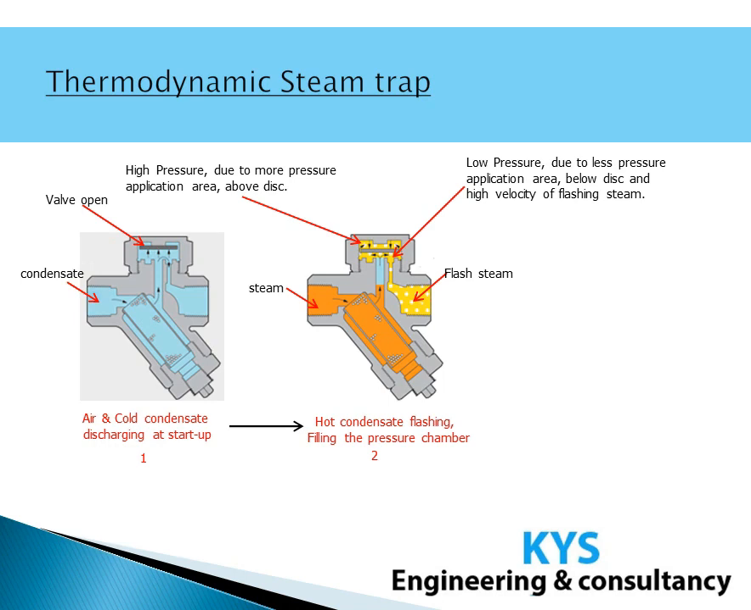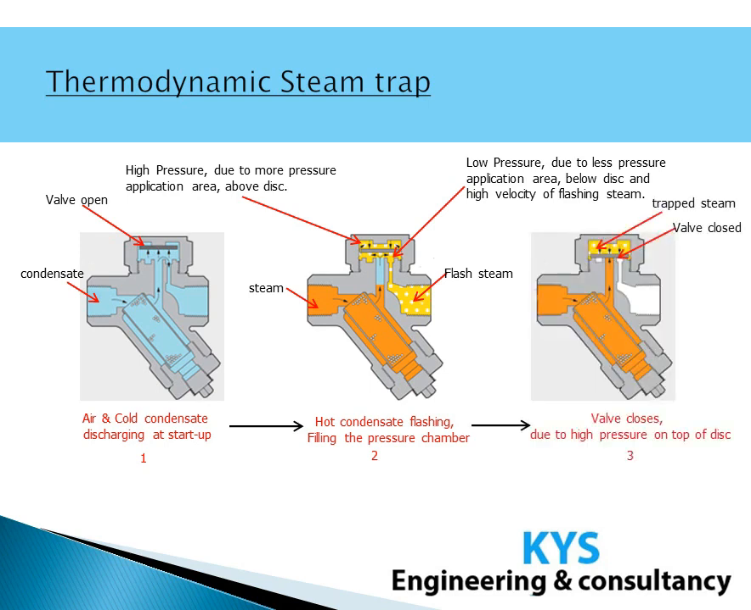So in total, we have more force applied from the top of the disk compared to the force applied from under the disk. Due to this, disk comes down to its seat and closes. The flash steam is trapped above the disk and cannot flow outside. The trap remains closed for a certain period and hot condensate keeps accumulating.